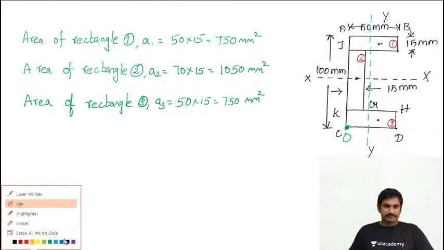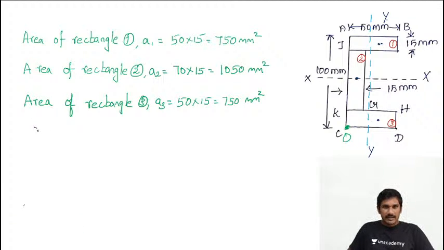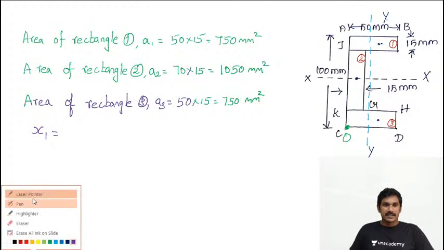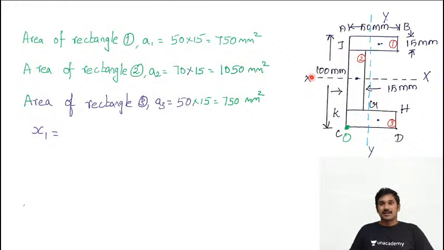Next is x1 value. So why x? Because in the previous question we calculated y bar value, because the position of xx had to be calculated. Now position of yy is needed, we have to calculate x bar value. So x1, that is for first rectangle from the origin, what is the distance? So this distance is x1.